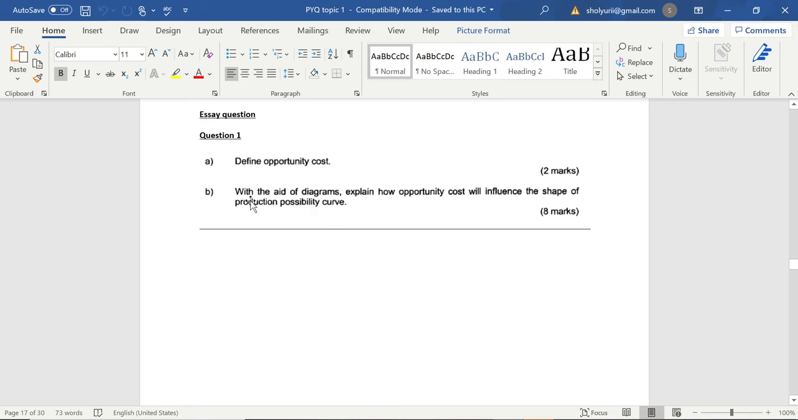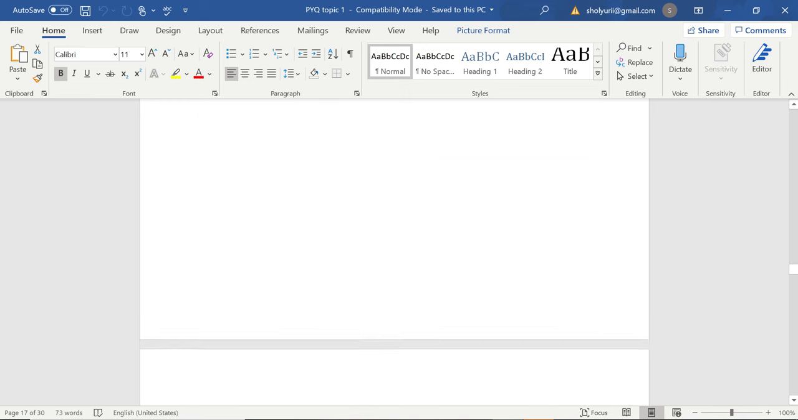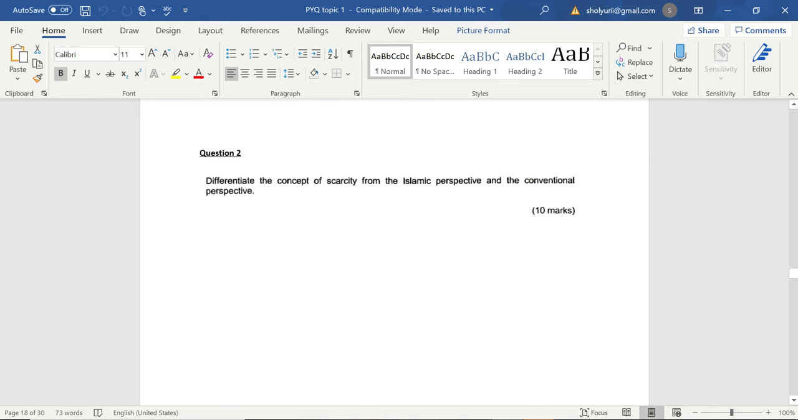And then it says, with the aid of diagrams, explain how opportunity cost will influence the shape of the PPC. We haven't learned this, so I'll focus on the questions that we have already learned, the three concepts.